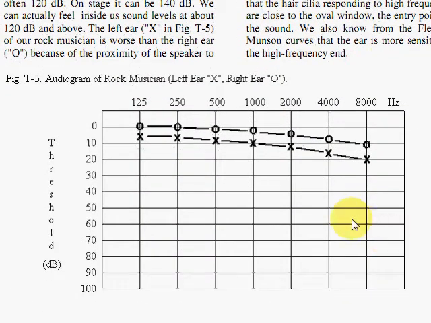Here's the audiogram of a rock musician. Notice we have a circle and an X for one ear and the other ear. You don't need to remember which is which. Just that there's two, one for each ear, and the rock musician tends to lose the high pitches. Remember that the high pitches are detected first in terms of position along the basilar membrane. They're closer to the oval window, and we're more sensitive to high pitches.